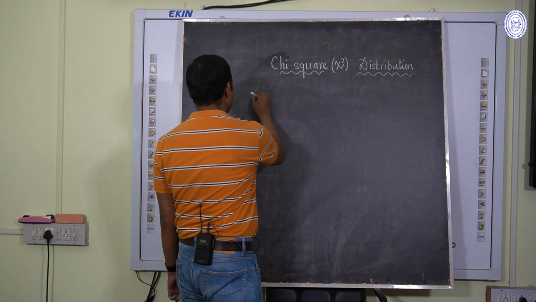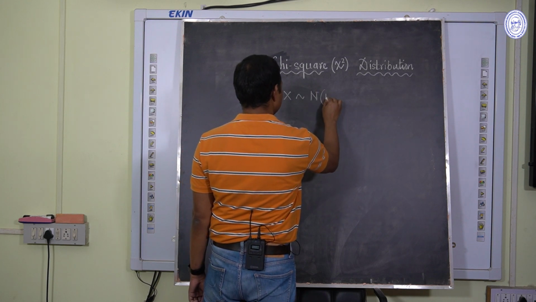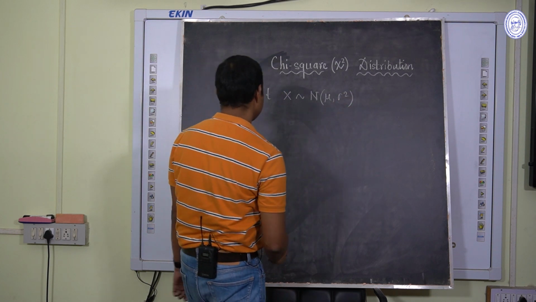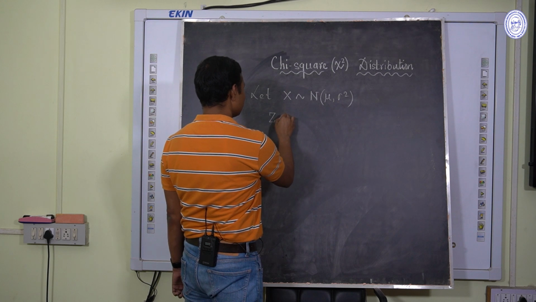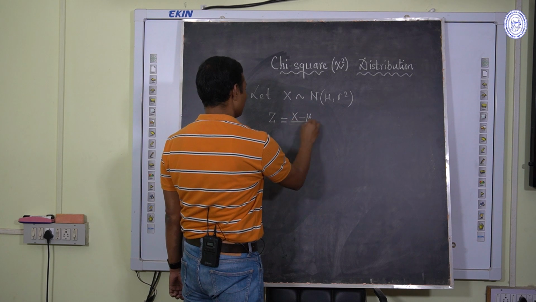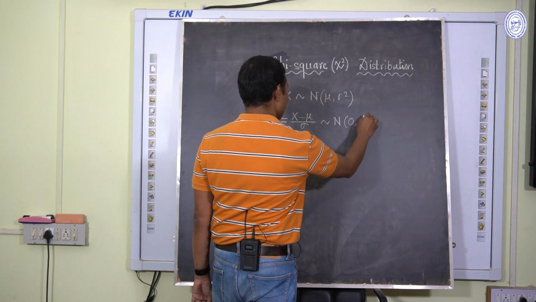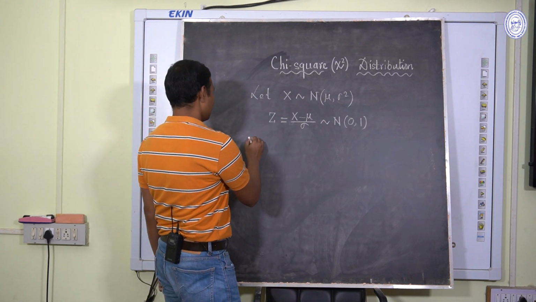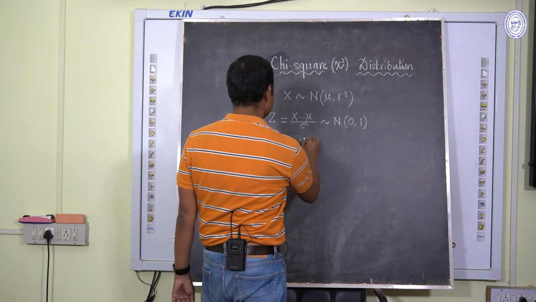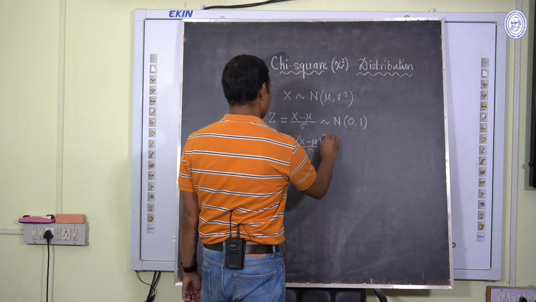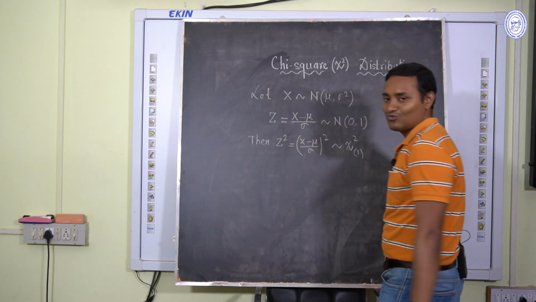Let x be a continuous random variable following normal distribution with parameters mu and sigma square. Let us consider a new variable z, that is z equal to (x minus mu) by sigma, which follows standard normal distribution, that is normal distribution with mean 0 and variance 1. Then z square equal to ((x minus mu) by sigma) whole square follows chi-square distribution with degree of freedom 1.